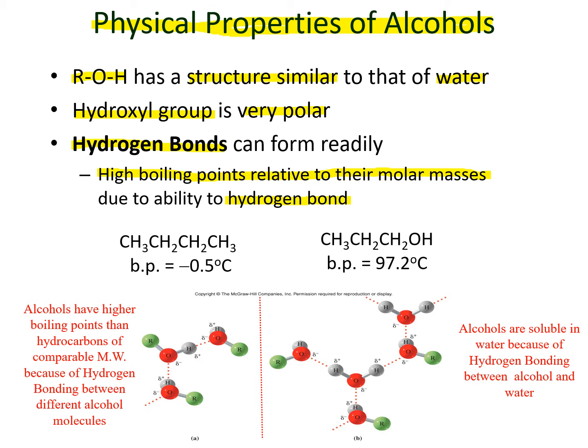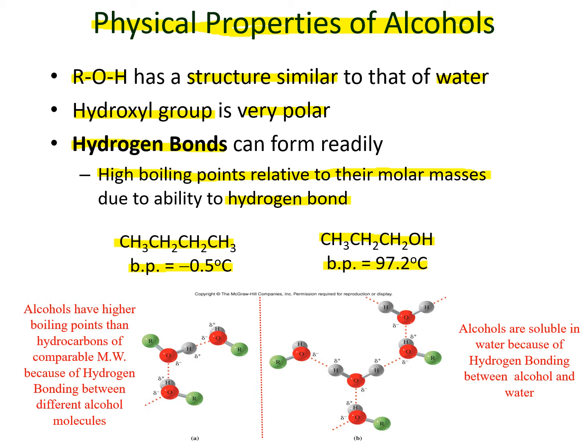On the left side we have a comparable hydrocarbon, which is simple butane, a 4 carbon molecule. On the right side we have propyl alcohol, and both have relatively the same molar masses. The number of atoms is almost similar, but you can see the difference in boiling point is huge. The alcohol has a very high boiling point, 97.2 degrees Celsius, whereas this simple hydrocarbon has minus 0.5.